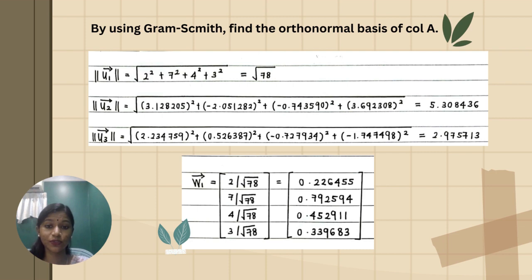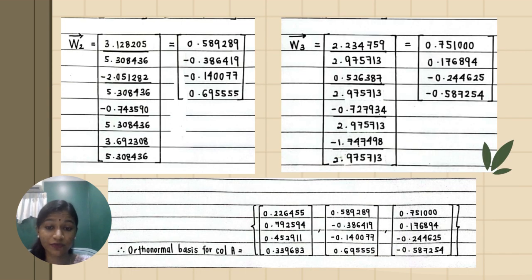Now we are going to use the Gram-Schmidt method to find the orthonormal basis of the column space of matrix A. First, we find the magnitude of U1, which is the square root of 78. The magnitude of U2 is 5.308436. The magnitude of U3 is 2.975713. Now we find W1, which is 0.226455, 0.792594, 0.452911, and 0.339683. Next, we look at how to find W2.